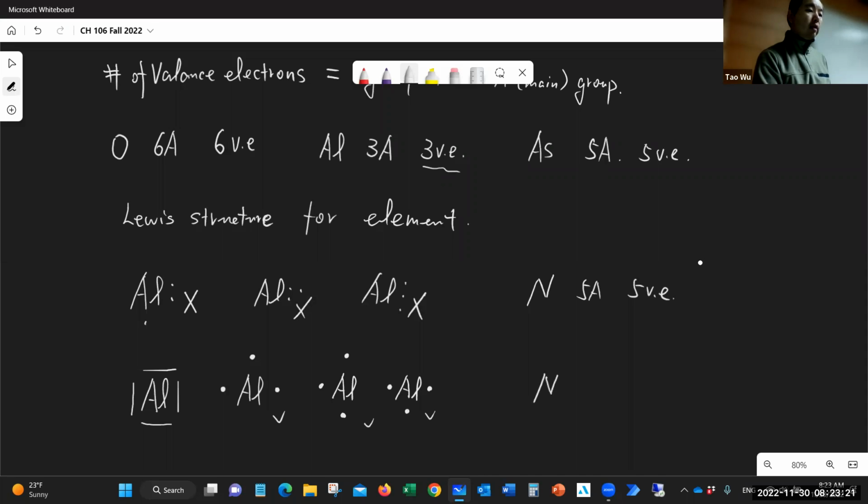So again, you're going to draw 1 dot on each side. And then we have 1 more dot to draw. Then you need to choose one of the electrons and make it a paired electron. It doesn't matter which dots you pair. As long as you pair one of the dots, that's going to be the Lewis structure. In this case, you will see the nitrogen has 3 single dots and 1 paired electrons.